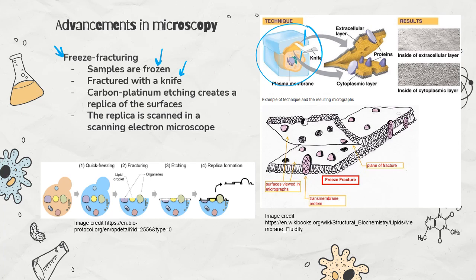And then we can plate the surfaces of the membrane with some carbon and platinum, put that into a scanning electron microscope, and we can see what the inside of a phospholipid bilayer looks like. This has allowed us to figure out how our membranes are even put together.